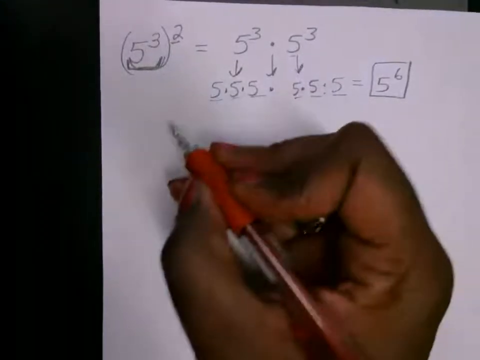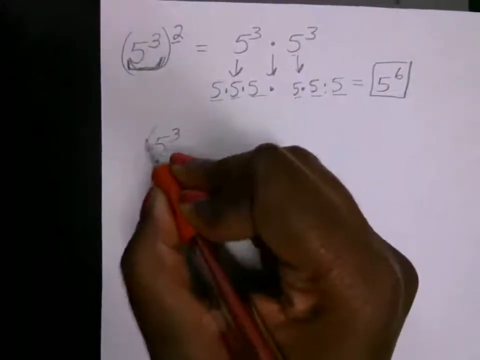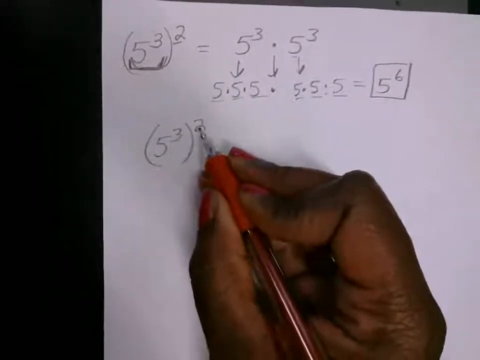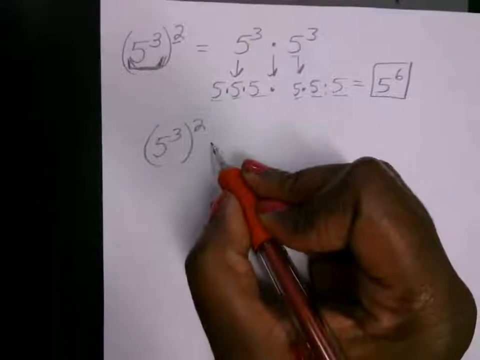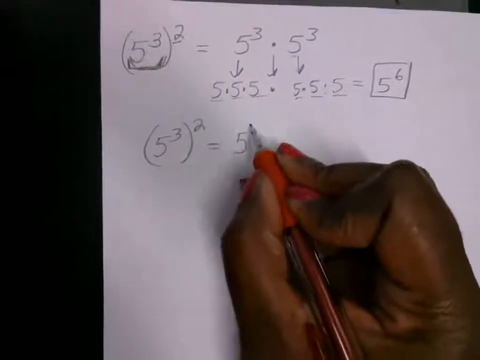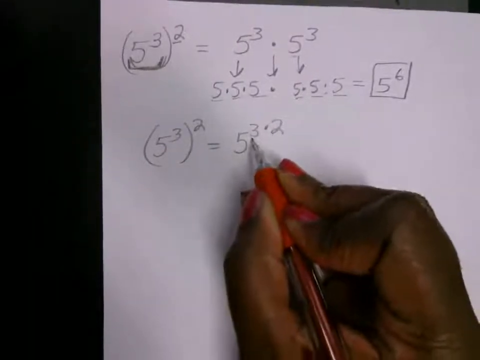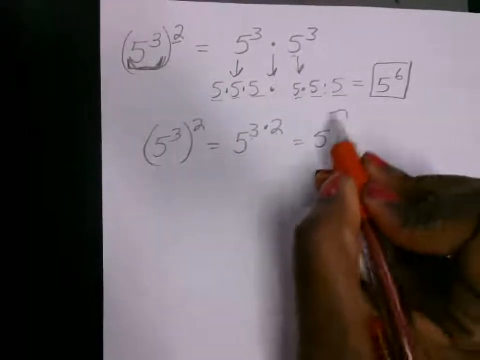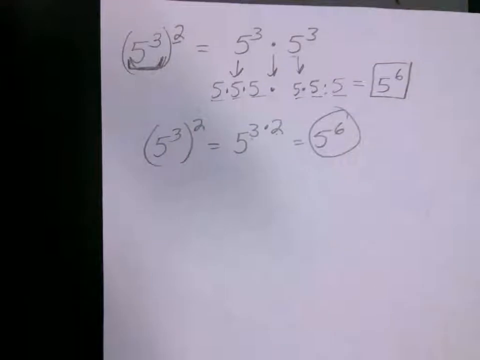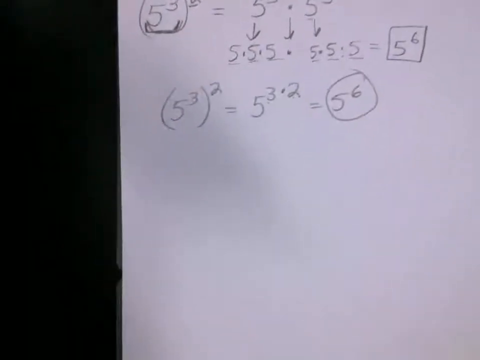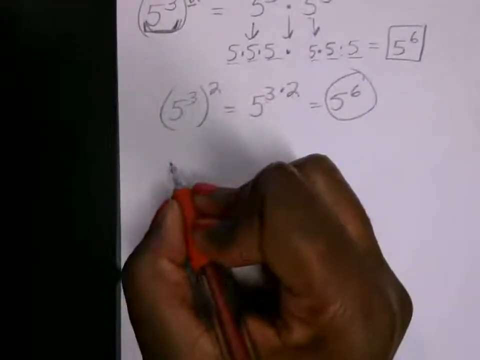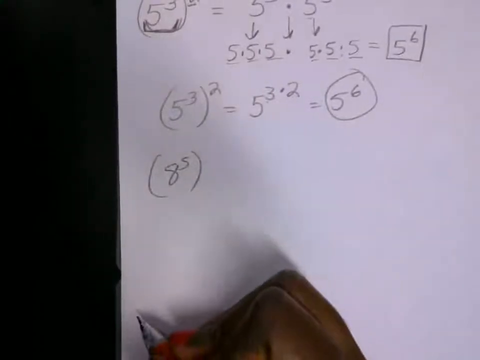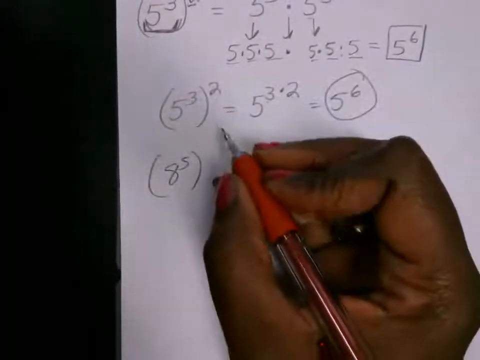Multiplying. We're going to multiply. When we have 5 to the third and we raise it to another power, a power of a power, you multiply the exponents. So this is going to be 3 times 2. What's 3 times 2? So our answer is 5 to the 6th. This is the shortcut. Let's try another one. Let's do 8 to the 5th power, and we're going to raise it to the 4th.